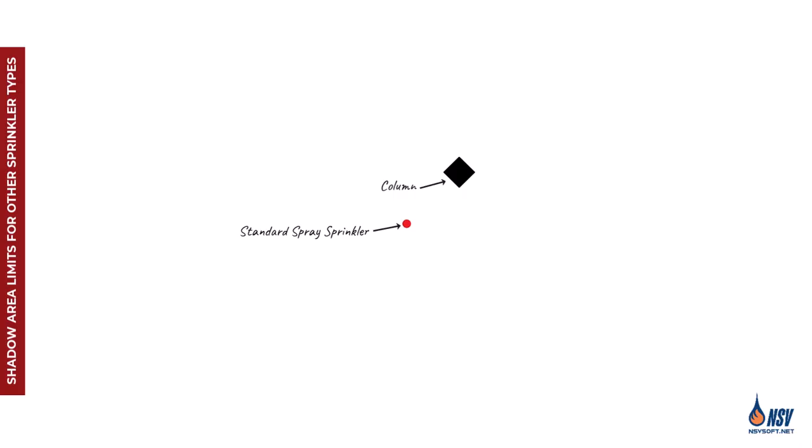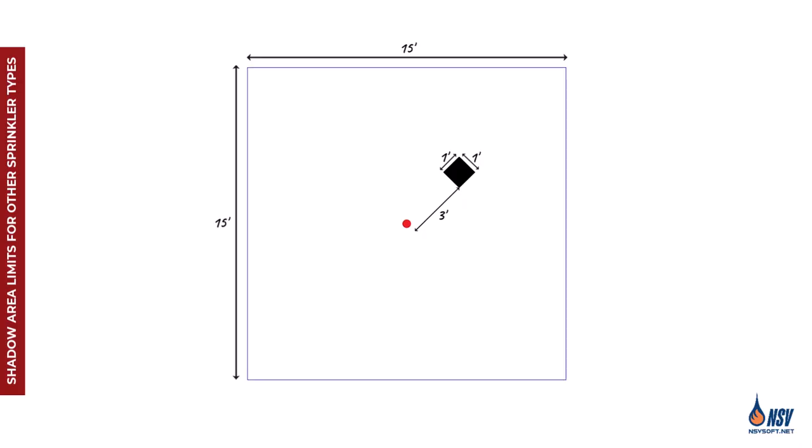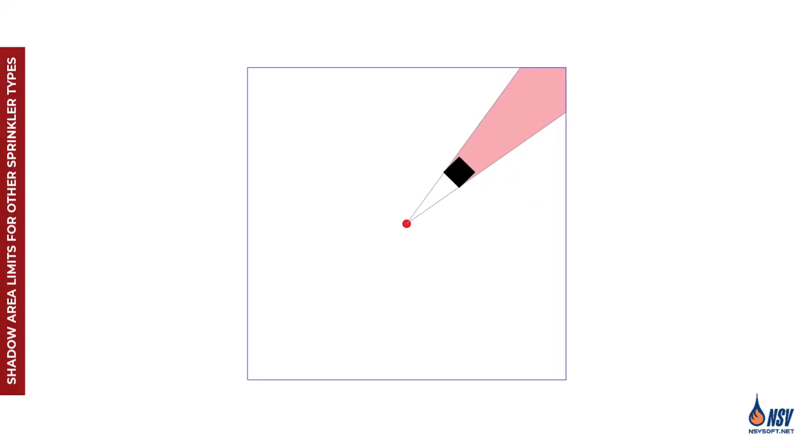Imagine a standard spray sprinkler installed 3 feet away from a column measuring 1 foot by 1 foot in a light hazard occupancy. As we know, NFPA 13 permits the dry area behind a column when applying the 3 times rule for standard spray sprinklers. By calculating the dry area behind the column using trigonometric methods, we find that it measures approximately 13.5 square feet.